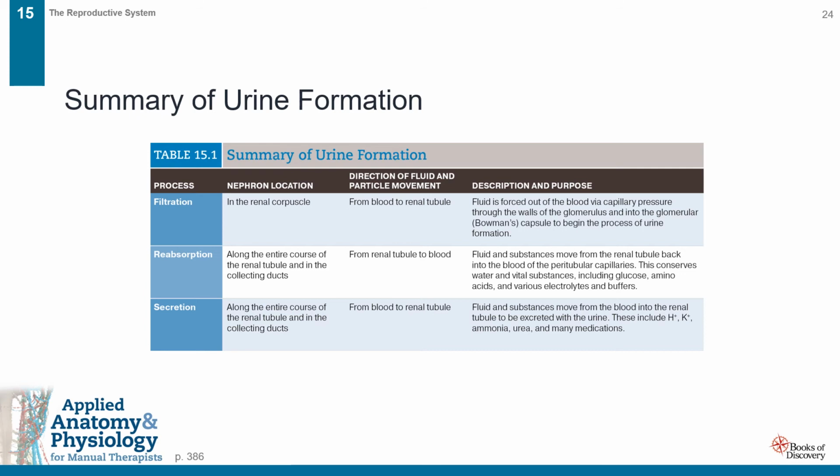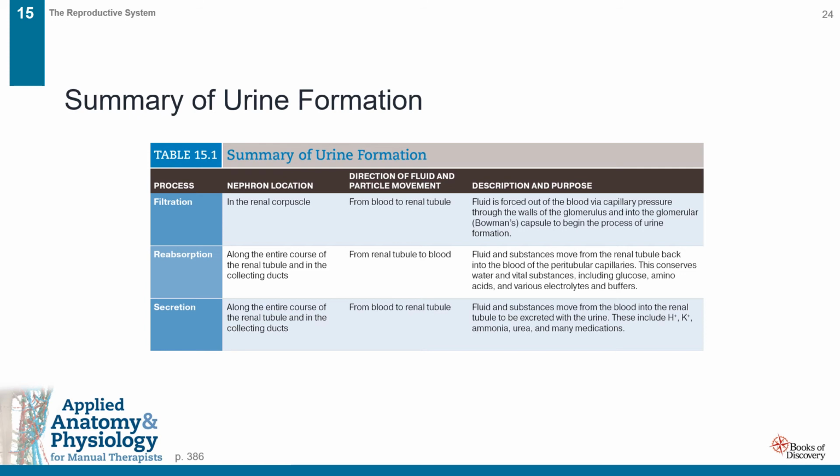And here we see illustrated in this table a summary of urine formation. The processes, the nephron location, the direction of the fluid and particle movement, and the description of purpose are all categorized according to filtration, reabsorption, and secretion. With filtration, the location is in the renal corpuscle, the direction is from the blood to the renal tubule, and in terms of the description and purpose, fluid is forced out of the blood by way of the capillary pressure through the walls of the glomerulus and into the glomerular or Bowman's capsule to begin the process of urine formation.